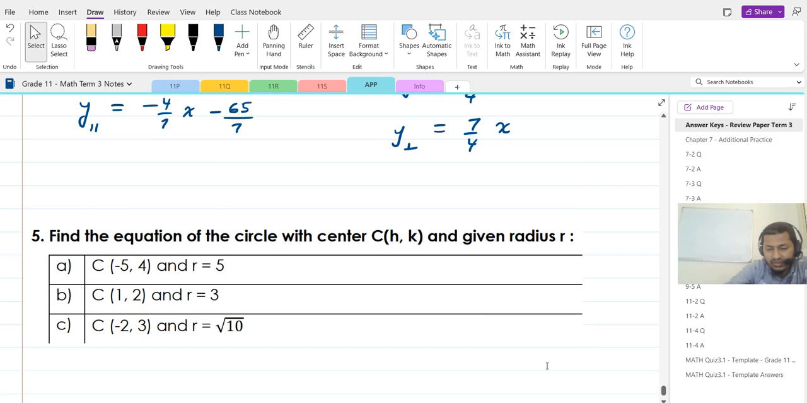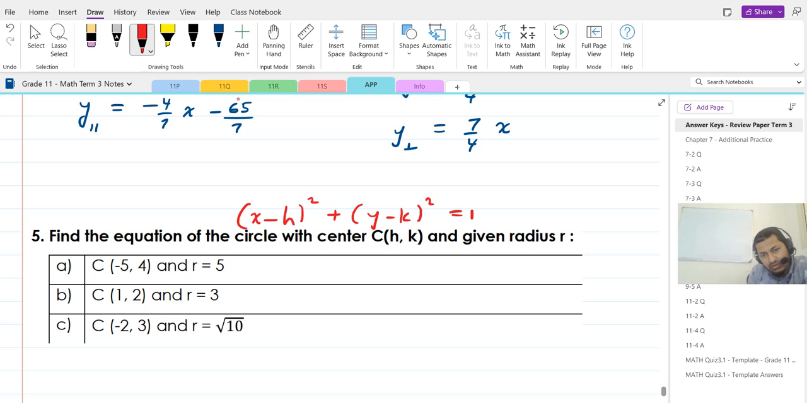So the equation of the circle with center hk is x minus h all squared plus y minus k all squared equals r squared. So you see the center hk, the h you put here, and the k you put here, with the opposite sign. So x minus h all squared plus y minus k all squared is equal to r squared. It's called the center radius form, CR form. What is CR form? Center radius form.